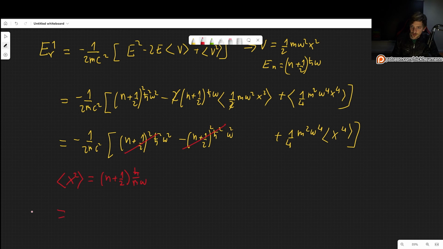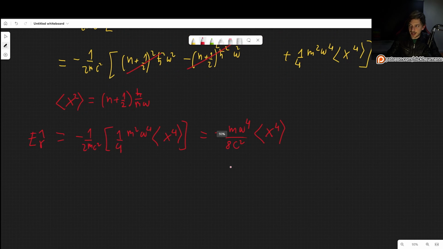So we are left with the first order correction for the relativistic energy ending up being minus 1 over 2mc squared times 1/4 m squared omega to the 4th power, expectation value of x to the 4th power. And this will be minus m omega to the 4th power divided by 8c squared, and of course times the expectation value of x to the 4th power. So now our challenge will be to find x to the 4th power.